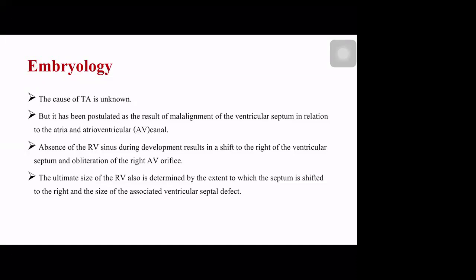So malalignment of the ventricular septum with the atria as well as with the atrioventricular canal, along with the absence of the RV sinus, ultimately results in a right shift of the ventricular septum and obliteration of the right atrioventricular orifice, leading to the development of tricuspid atresia.